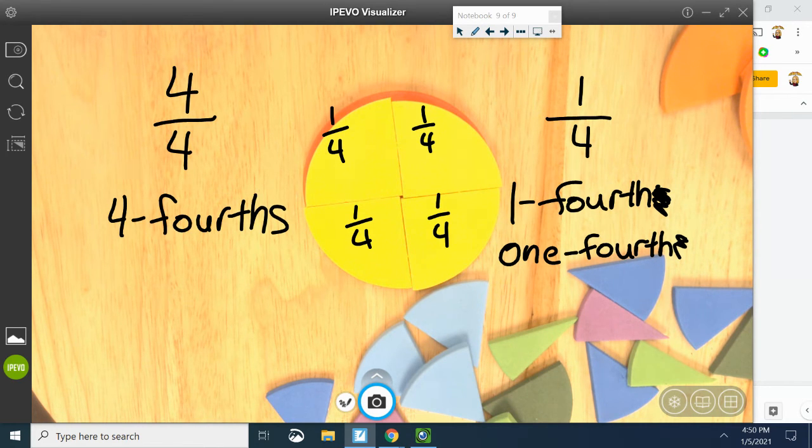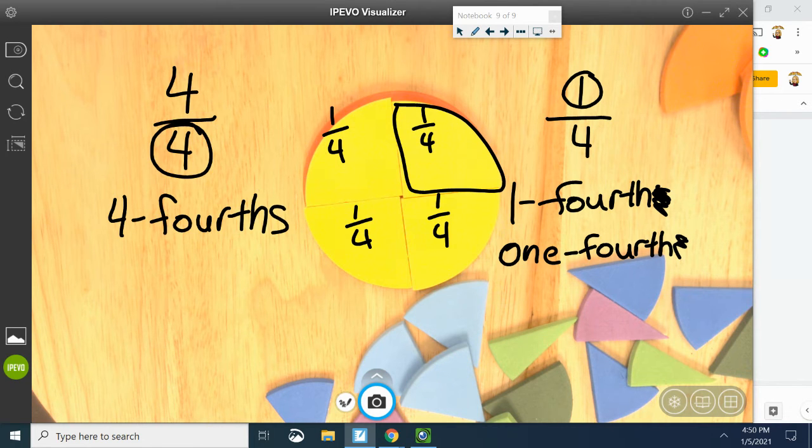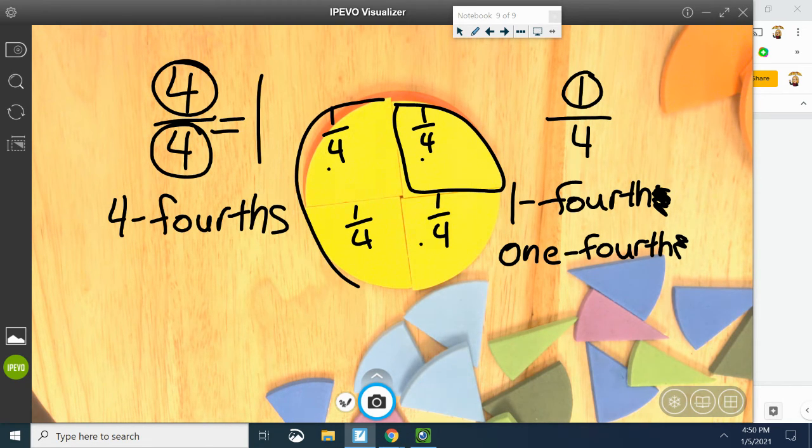The 4 tells me that there are 4 pieces. If I'm looking at the 1, that means I'm talking about one of those pieces. If I know there are 4 pieces in the whole, and I'm talking about all 4 pieces, then I am making one whole circle. We write it like this. Anytime you have the numerator and the denominator that are the same, that equals one whole.